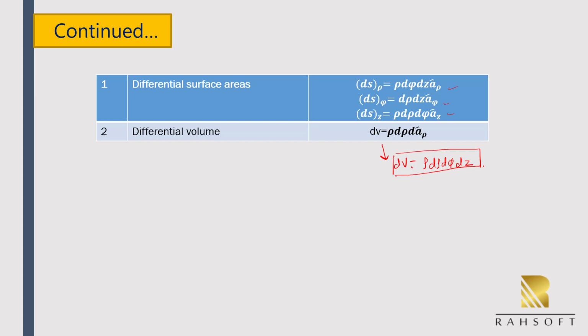In the next part, I will show you the spherical coordinate system and their differential length, differential area, and differential volume.